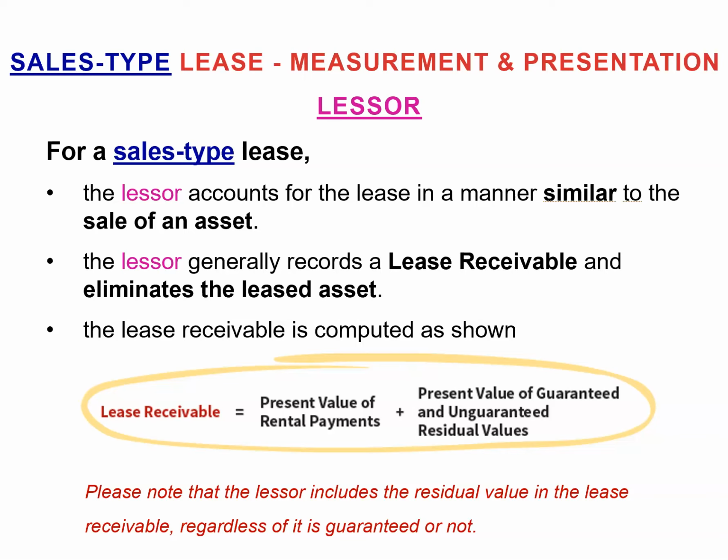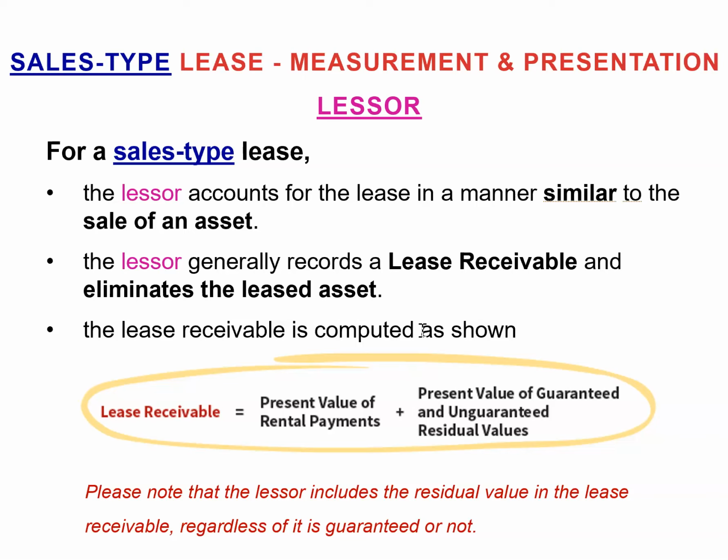So what the lessor will do, just like the lessee who records a lease liability, the lessor will record lease receivables, and the lessor will also record the sale of an asset. When the lessor is recording the sale of an asset, the lessor will also record cost of goods sold and eliminate that leased asset. Now there is also a difference when we calculate lease liabilities, lease payables versus lease receivables.